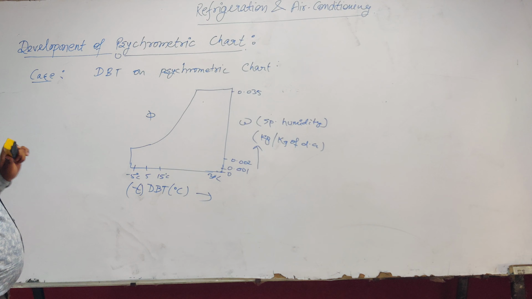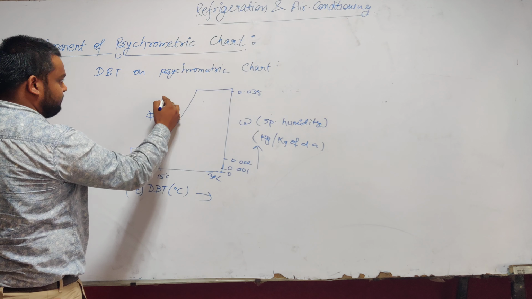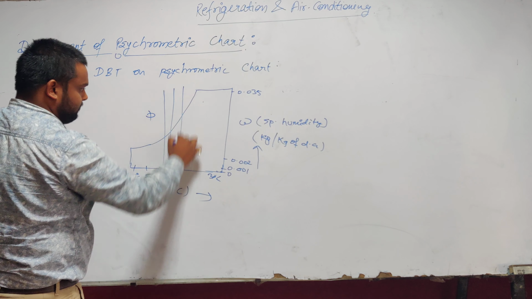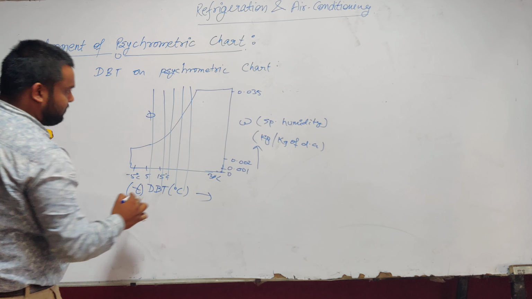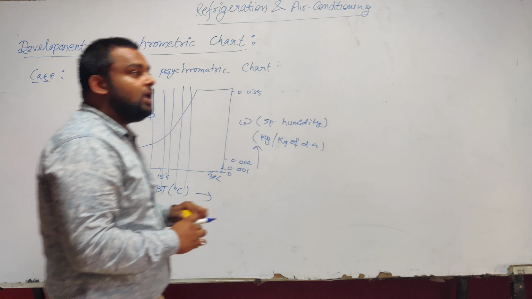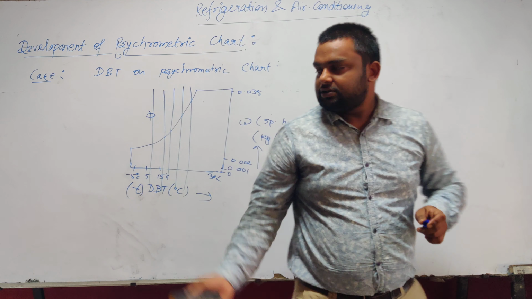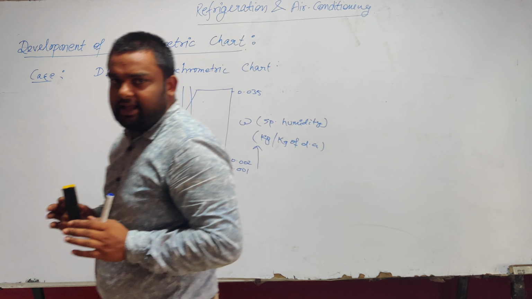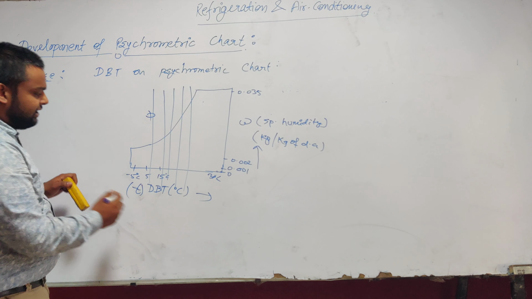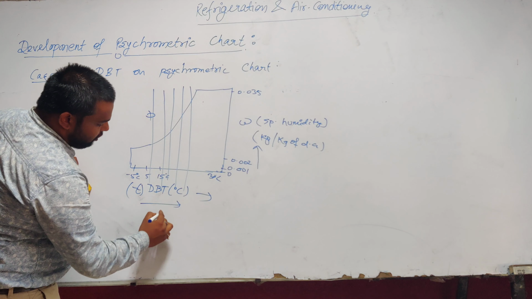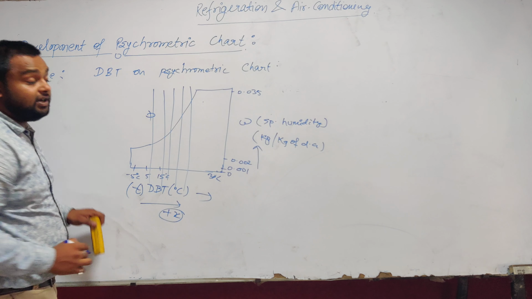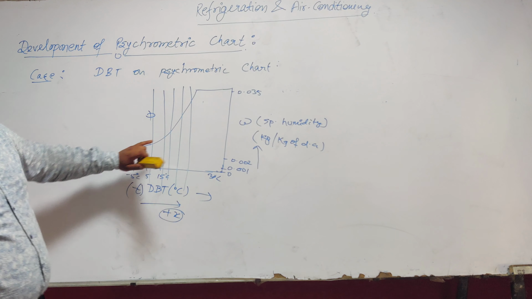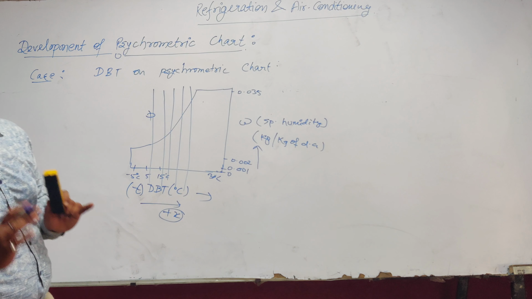So DBT lines are vertical lines. DBT on the psychrometric chart is seen like that, meaning these are vertical lines. The increasing order of DBT is in the positive x direction. DBT increases in the positive x direction, and these lines are uniformly spaced.